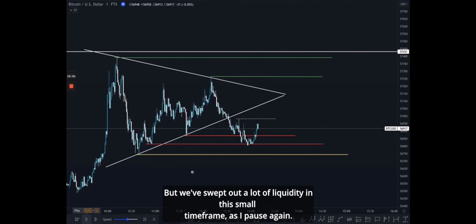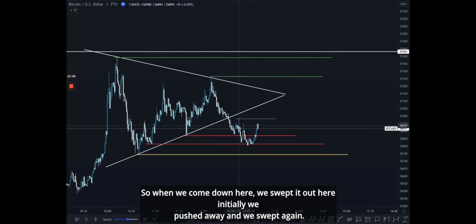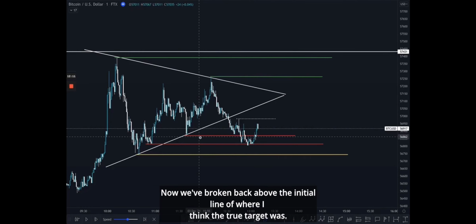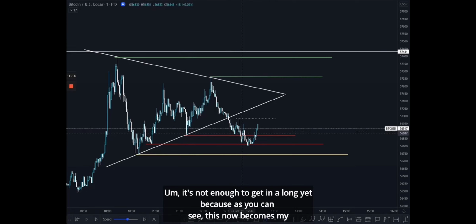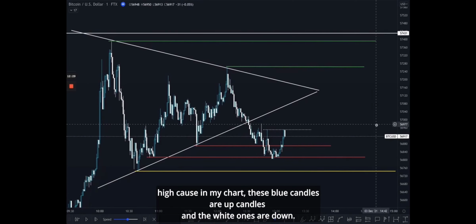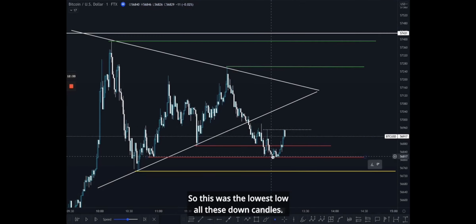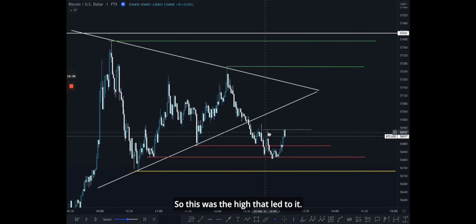As I pause again, we've now broken back above this first line. So when we came down here, we swept it out initially, we pushed away, and we swept again. Now we've broken back above the initial line of where I think the true target was. It's not enough to get in a long yet, because this now becomes my high. In my chart, these blue candles are up candles and the white ones are down. So the last up candle before the lowest low, all these down candles, this was the high that led to it.